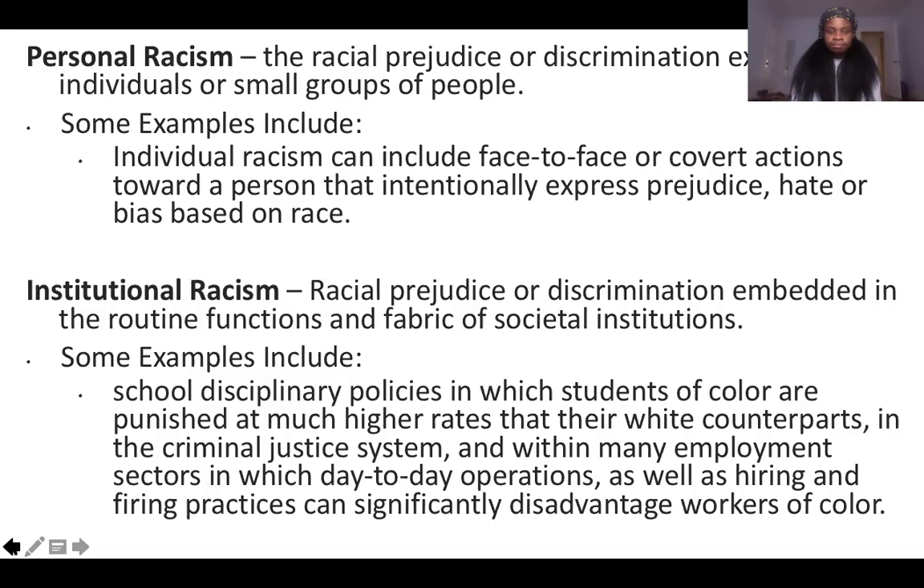Personal racism is the racial prejudice or discrimination expressed by individuals or some small groups of people. Some examples include individual racism, which can include face-to-face or covert actions towards people that intentionally express prejudice, hate, or bias based on race. Okay, so an example of personal racism. This is an example of personal racism and a hate crime.